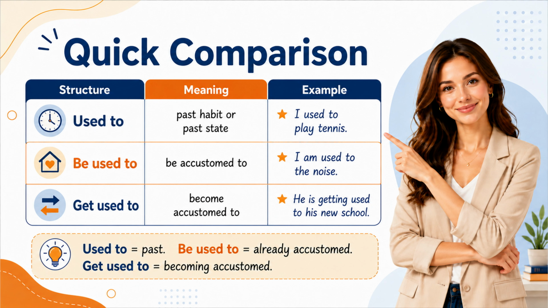Third, he is getting used to his new school. This means he is still adjusting. The school is becoming more familiar to him over time. Here is an easy way to remember the difference. Used to equals past. Be used to equals already accustomed. Get used to equals becoming accustomed.